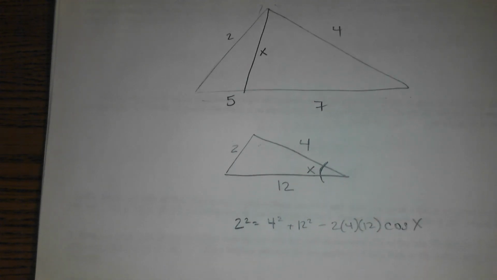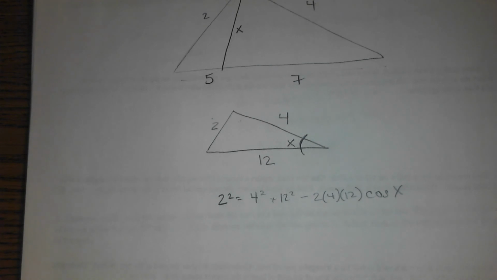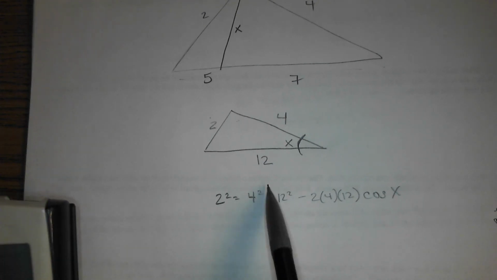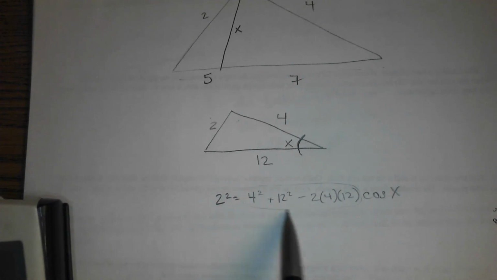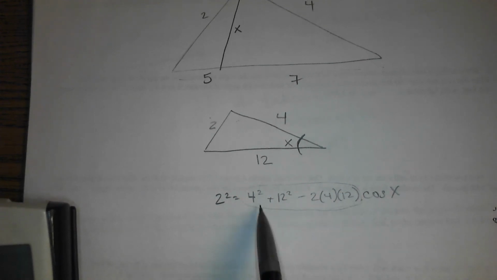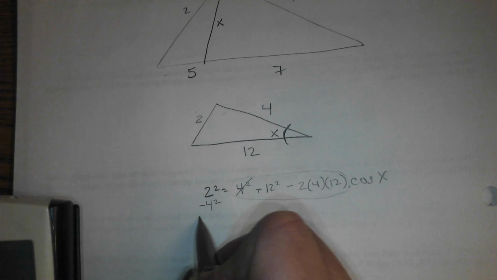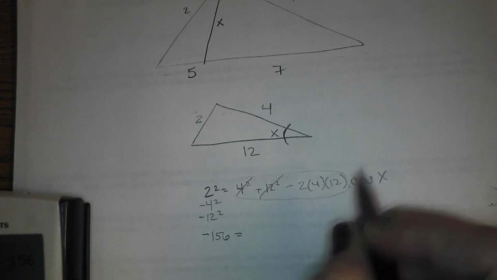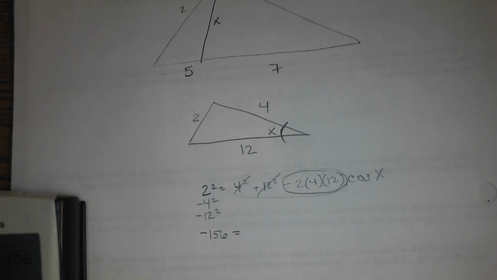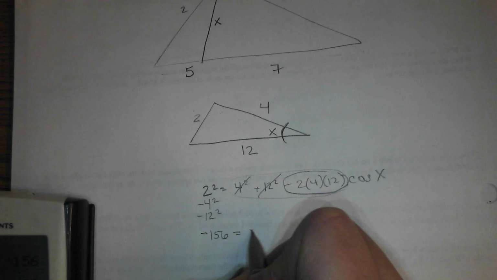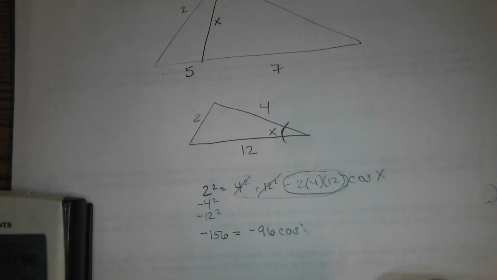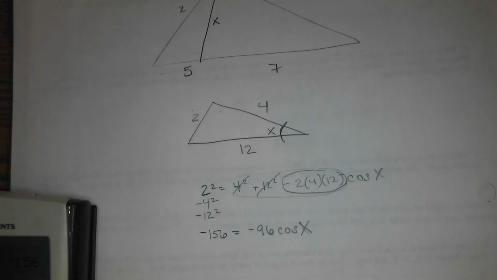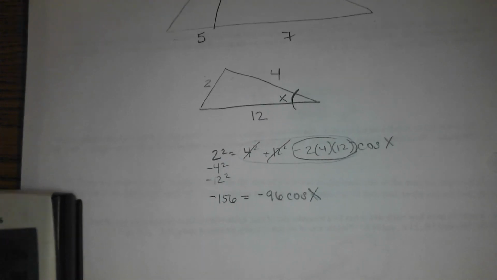Good. So we would solve for x, so I'll do that quickly. 2 squared. I still had people on the quiz, by the way, combining all of this into one big number, which is not okay. Subtract over the 4 squared. Subtract over the 12 squared. Which gives negative 156, and this whole thing is negative 96. Divide both sides by negative 96.